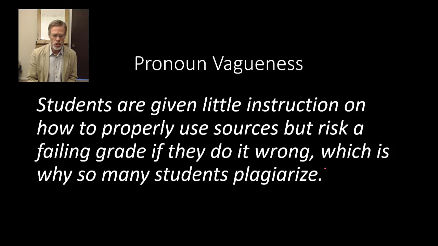Okay, here's another example of the sort of thing I've seen in drafts. "Students are given little instruction on how to properly use sources, but risk a failing grade if they do it wrong, which is why so many students plagiarize." And here, what I'm mostly interested in is that "which." I suppose the "it" is also potentially a little vague, although that one I think is clearer. It's that "which" that is the problem here, where it could refer to, I suppose, that students don't know how to properly use sources. Probably not to risking a failing grade if they do it wrong.